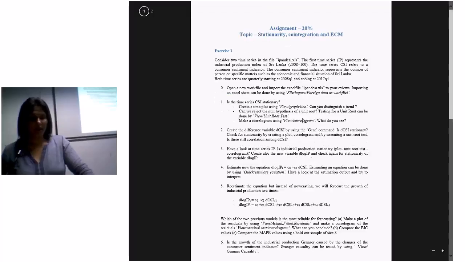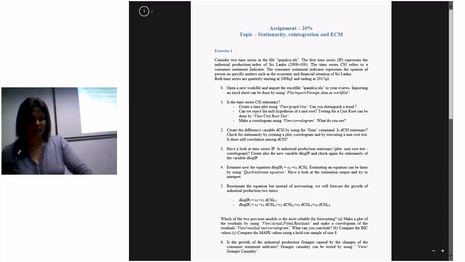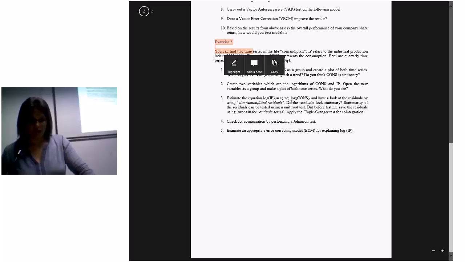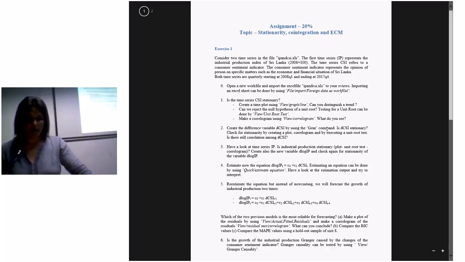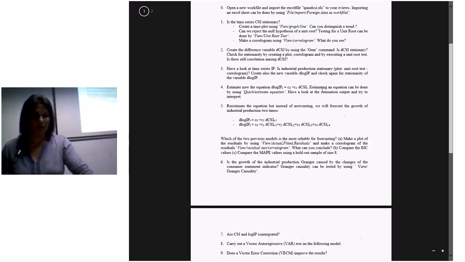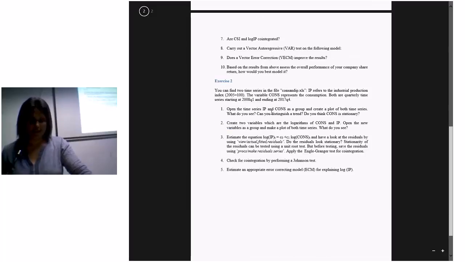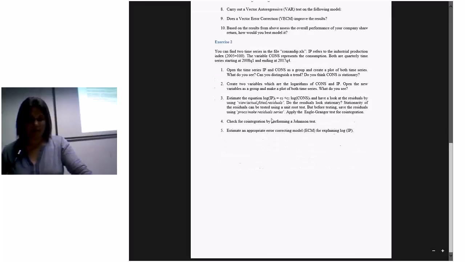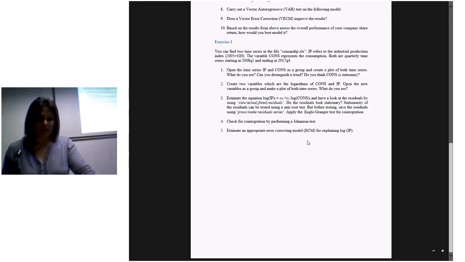Right, there are two assignment parts, activity one and activity two. The data files relevant to activity one and activity two are uploaded to the LMS with the assignment. Follow each of these steps, interpret your results, and upload the assignment within a couple of weeks.